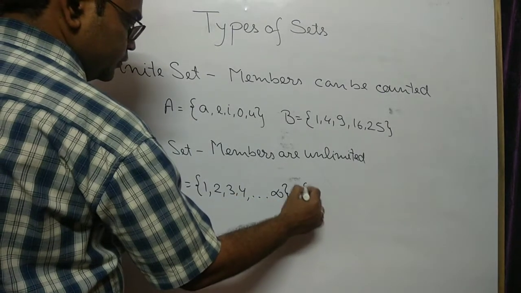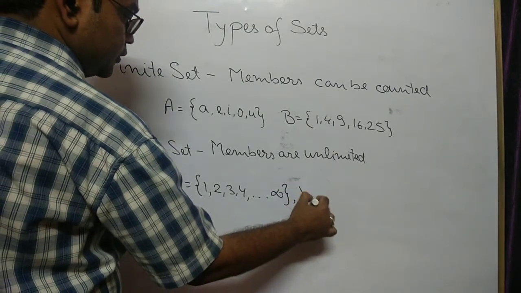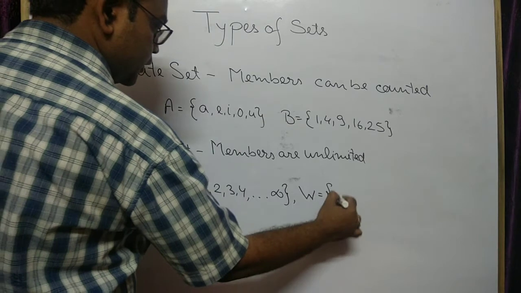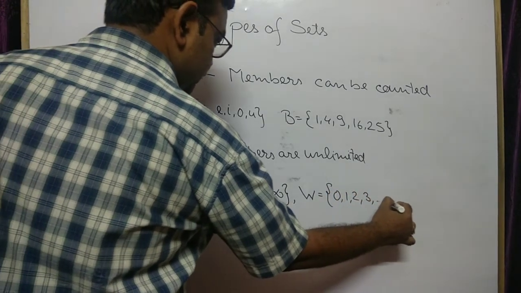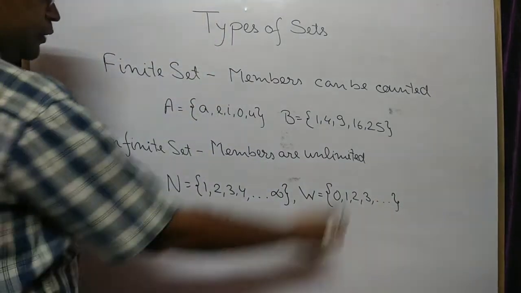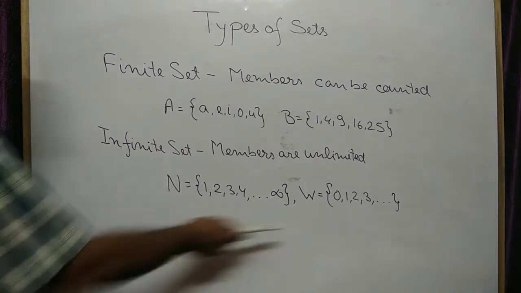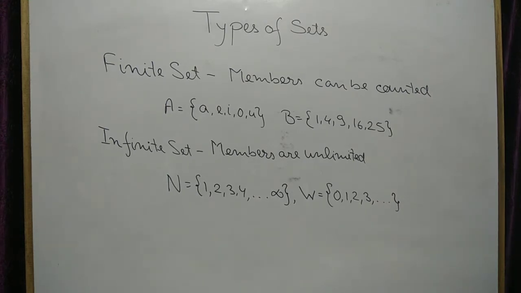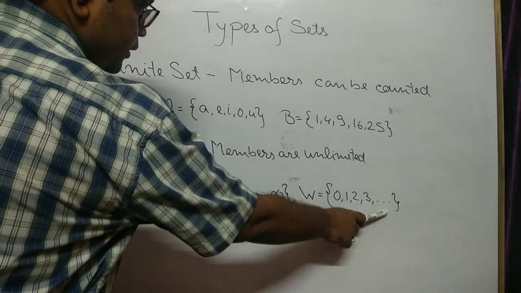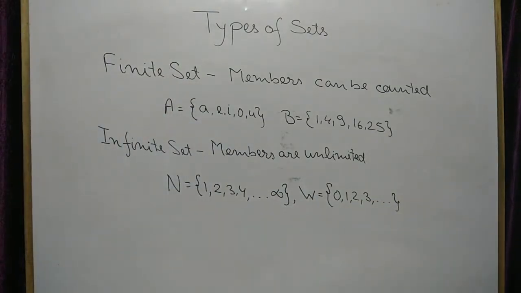Again, we can also take the set of whole numbers. It starts from 0, 1, 2, 3, and the list goes on up to infinity. I am not writing infinity over there. So you can express infinite sets in this manner also. You can write down infinity, or if you wish, you simply use 3 dots. So this is your infinite set.